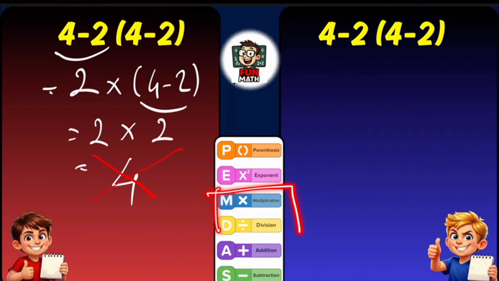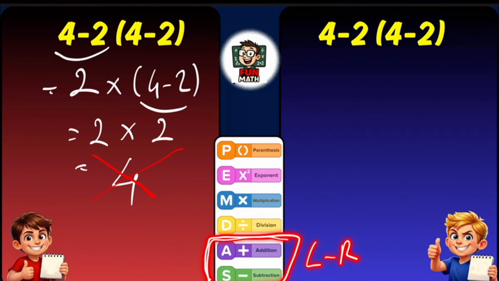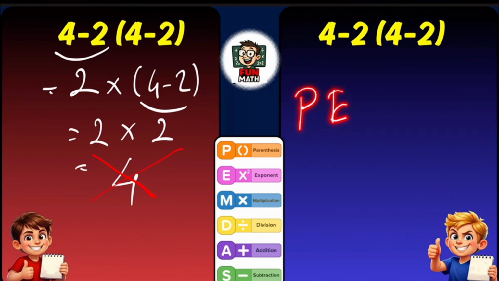There is no order between multiplication and division. Operations are done from left to right. Similarly, there is no order between addition and subtraction. Operations are done from left to right. Okay, repeat. Parenthesis, exponent, multiplication and division, addition and subtraction. Left to right.